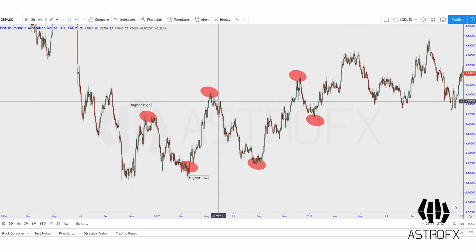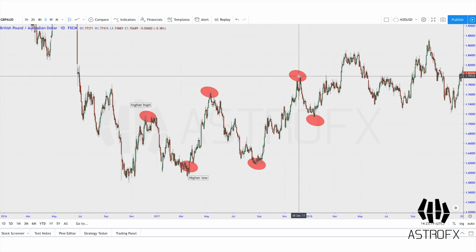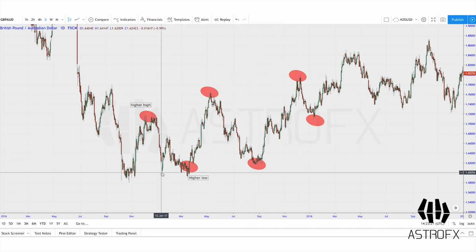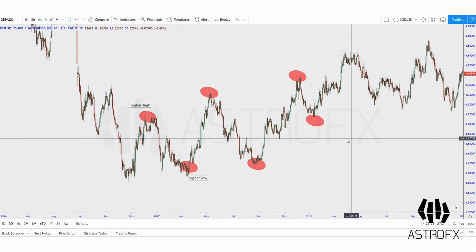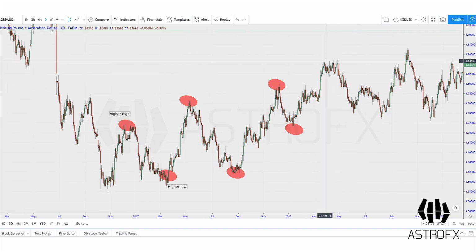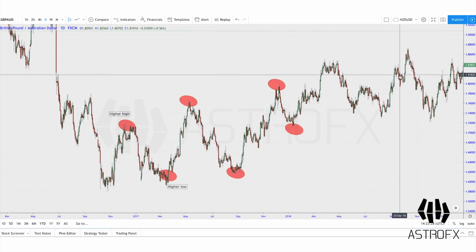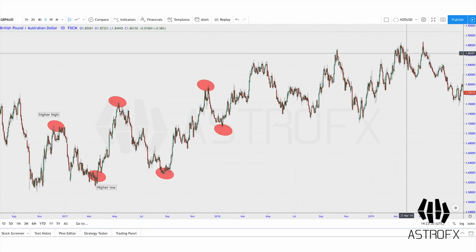As you can see, this is a new higher high from that. This is a new higher high from that. This is a new higher low from that. Higher low from this. And sometimes it's never going to be perfect. So as you can see there, I'll still count that, and still count that. And then you can see the bigger swings happening as well.